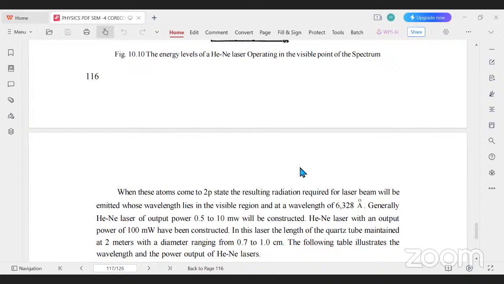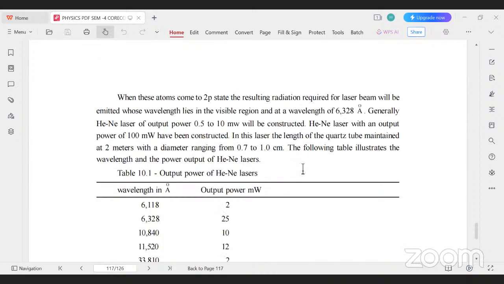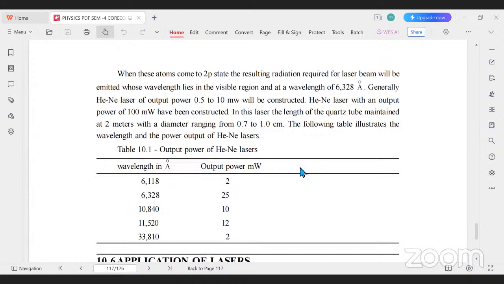Coming to the helium-neon laser, one with an output power of 100 megawatts has been constructed. So this laser helps to find the wavelength and output power also. So according to the wavelength, the outputs of the power.